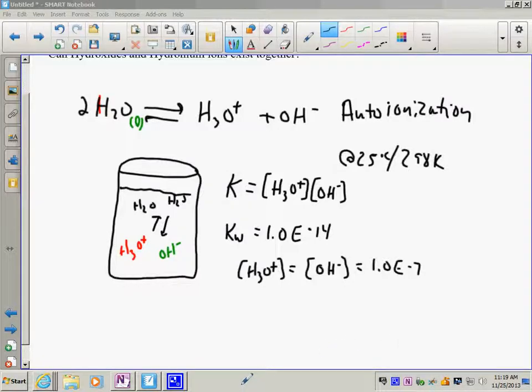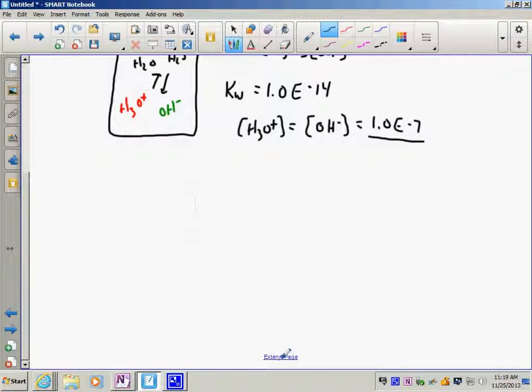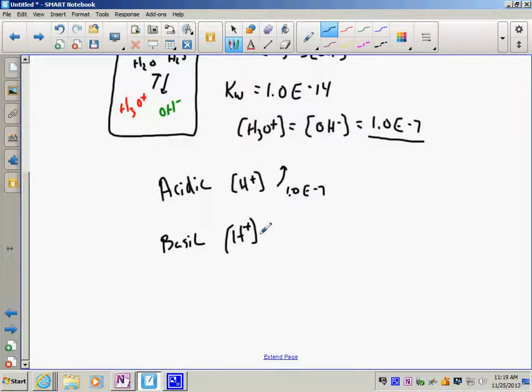Now, one important thing to remember is that, again, if they are equal, it's neutral. So this is an important value here. To me, it's a good mental note. Anytime I have an acidic solution, my concentration of H plus ions must have risen above this midpoint, greater than 1.0 e to the negative 7th. If I am basic, for that matter, that means that my H plus ion concentration had to drop below that value.